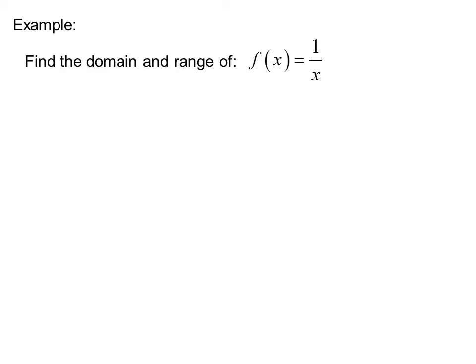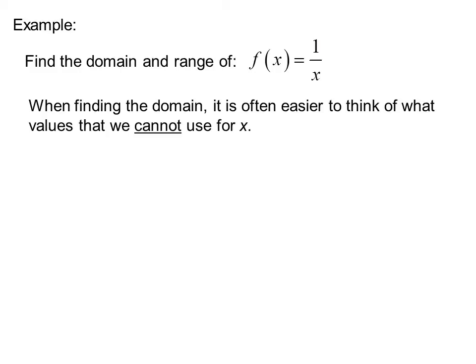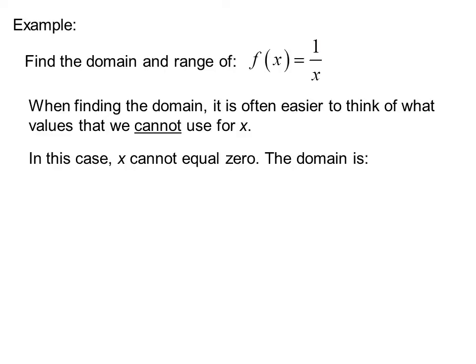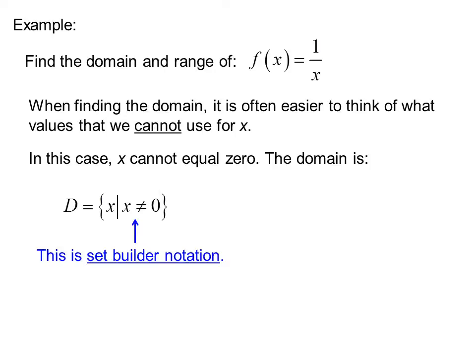Example, find the domain and range of f of x equals 1 over x. When finding the domain, it is often easier to think of what values that we cannot use for x. In this case, x can't be 0 because we'd get a divide by 0 error and our calculator would probably blow up. The domain D is the set of all x's such that x cannot equal 0. This is set builder notation.